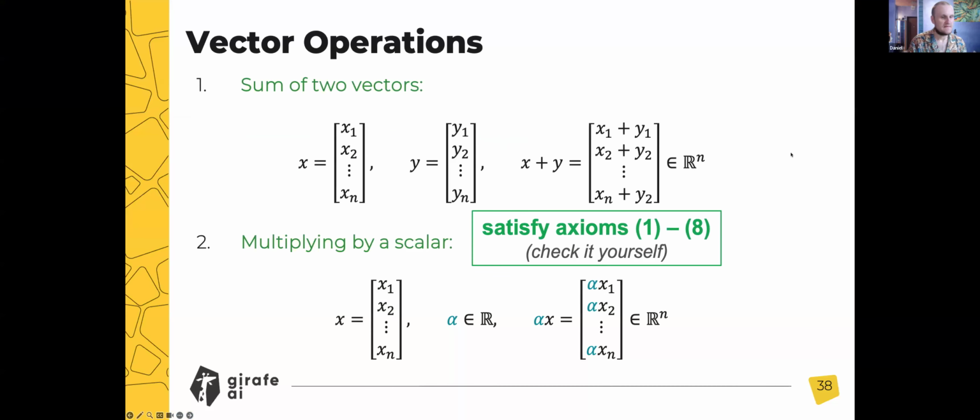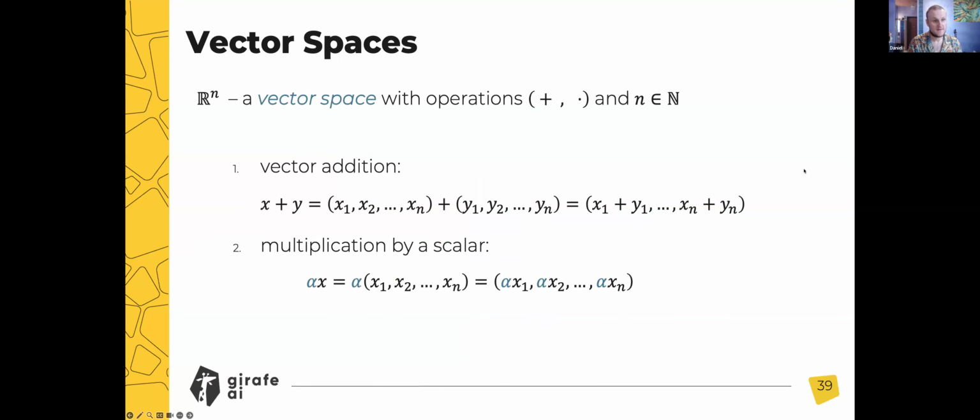Back to vector spaces. We have defined how to add vectors and how to multiply them by a scalar. Now we can say that Rn is a vector space, a set with two operations: vector addition and multiplication by a scalar. Let's see how it can look to any curious observer.